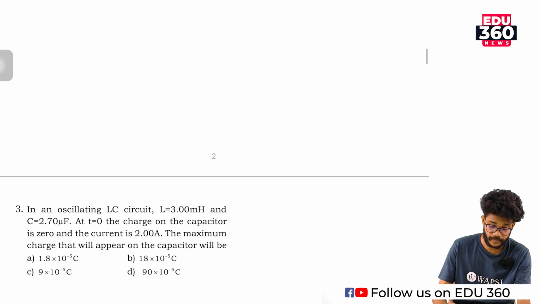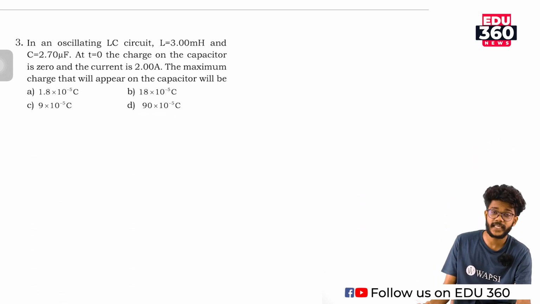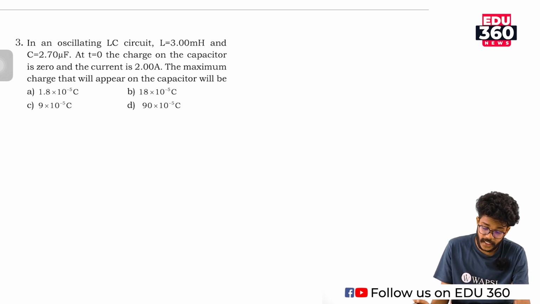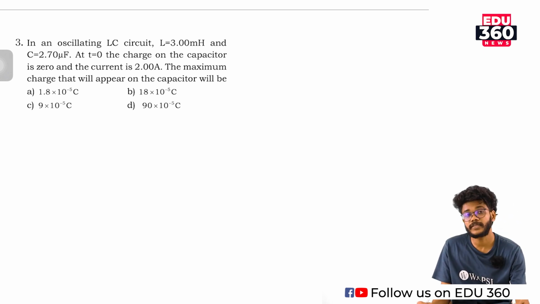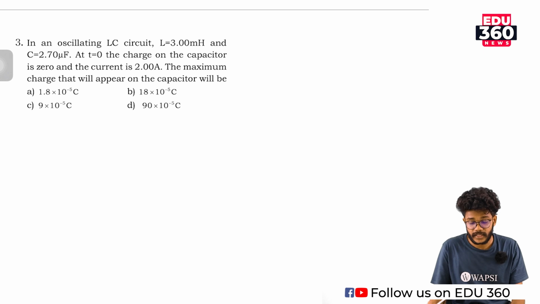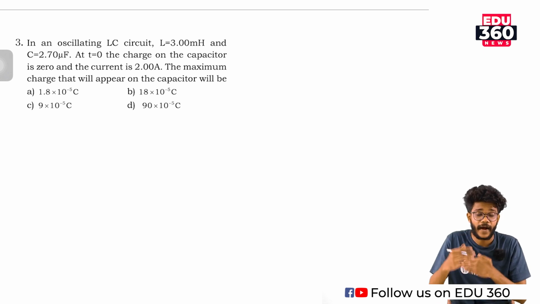Third question is, in an oscillating LC circuit, L is 3 millihenry and C is 2.7 microfarad. At t equal to 0, the charge on the capacitor is 0, and the current is 2 ampere. The inductor and the capacitor are getting the charge, and the inductor starts to produce the magnetic field, and the capacitor starts to store the charge.